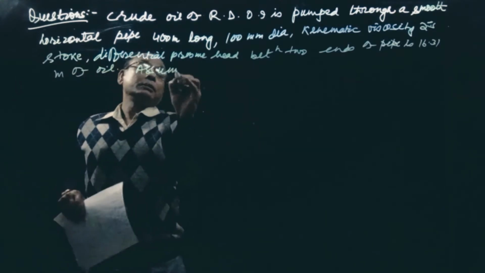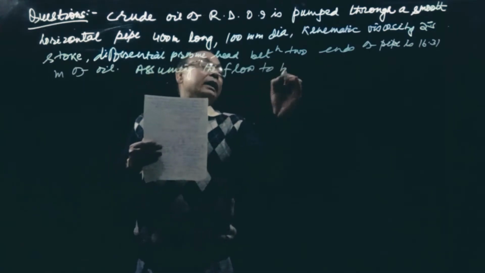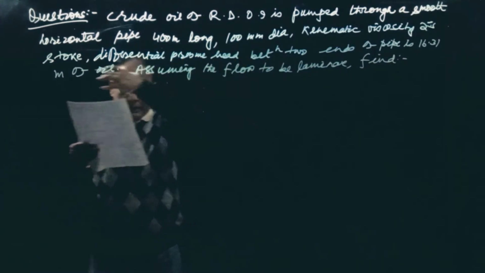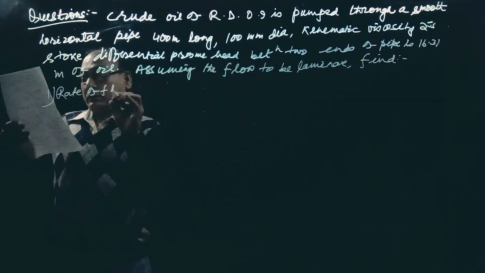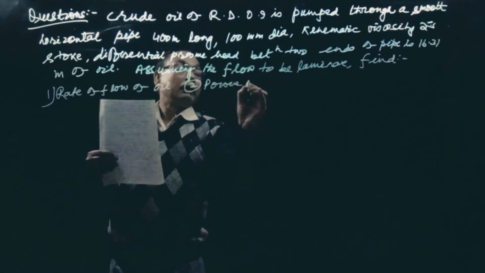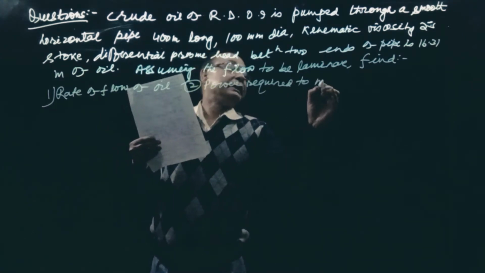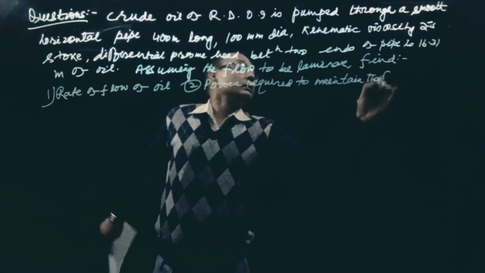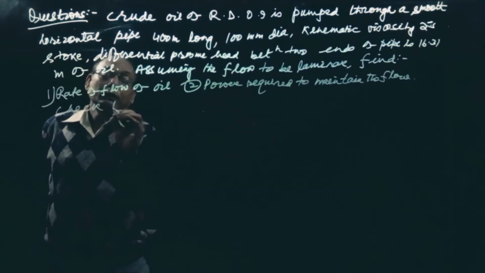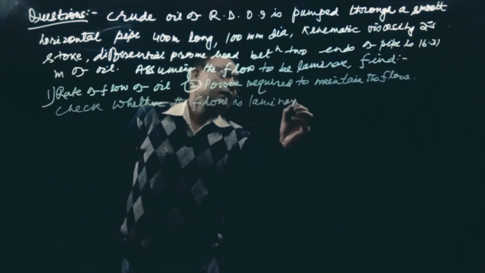Assuming the flow to be laminar, find number 1, the rate of flow of oil; number 2, the power required to maintain the flow; and check whether the flow is laminar or not. This is the question.